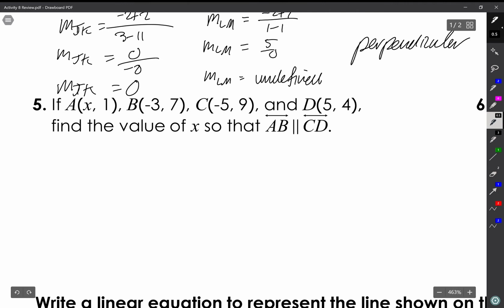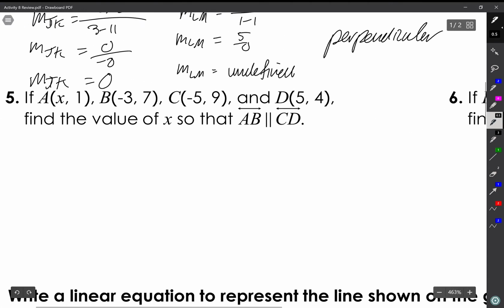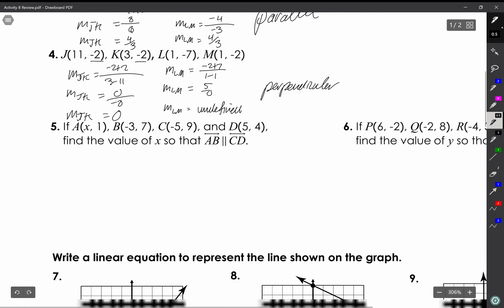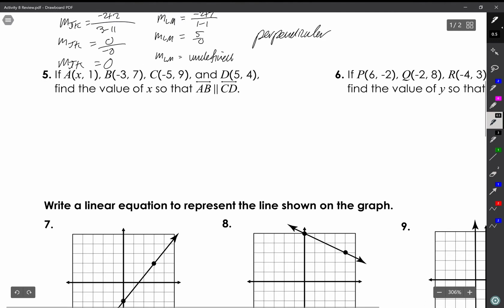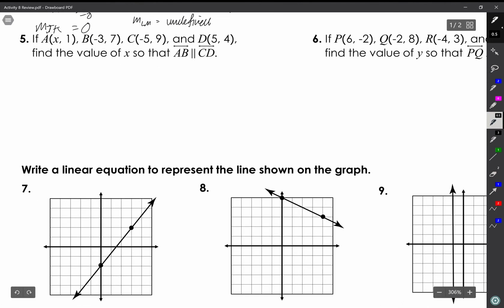Okay, now number 5 and number 6, you probably won't see one like this on the test, but they're still kind of useful to think about. And actually, for the sake of the length of the video, I'm not going to work those out because I don't want you to have to worry about studying those for the test.